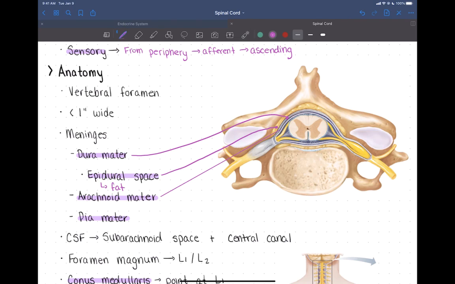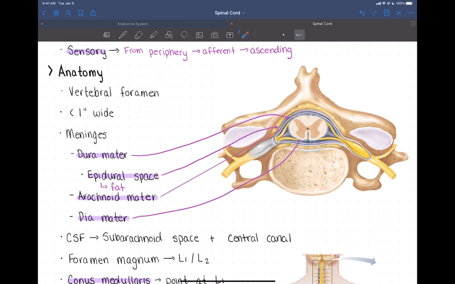And then our last layer of meninges is the pia mater. The pia mater, just like on the brain, sits directly on top of the brain. Here it sits directly on top of the spinal cord, and it actually extends into these grooves or fissures in the spinal cord, and that is the pia mater.